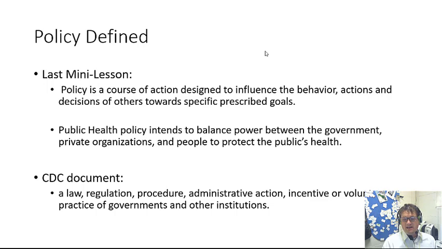From our last lecture, we could see that policy is defined in various ways. Basically, it's any legislation, rule, or law that's there to influence the behavior, action, and decisions of people towards specific goals. And when you throw public health in, you're intending to control the output towards public health. So public health policy intends to balance power between government, private organizations, and people to protect the overall public's health. You could have government policies that protect public health as well as industry policies that protect public health, or you could have government policies towards industry to protect public health. The questions there vary, but essentially government will protect the public health by regulating industry.